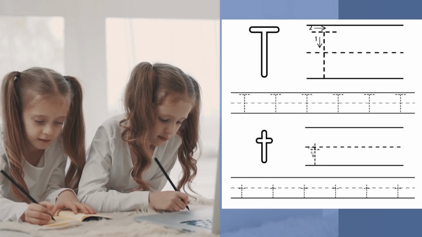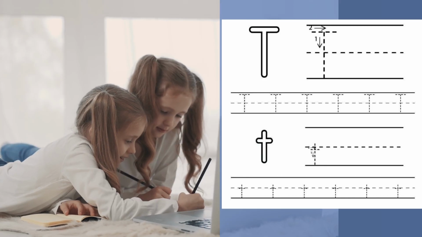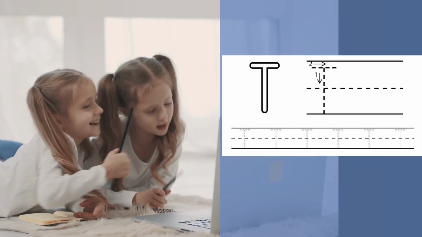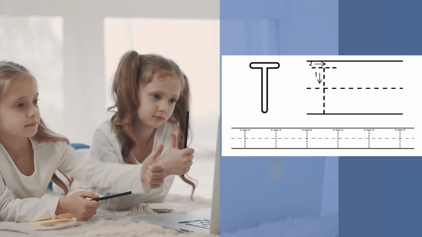It looks like this in capital, a big T. And in small letter, it's a little t. To write the capital letter T, follow these simple steps.